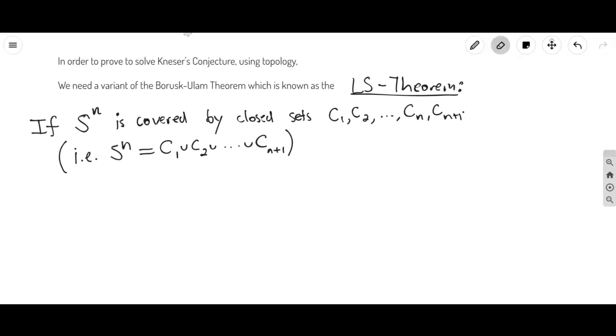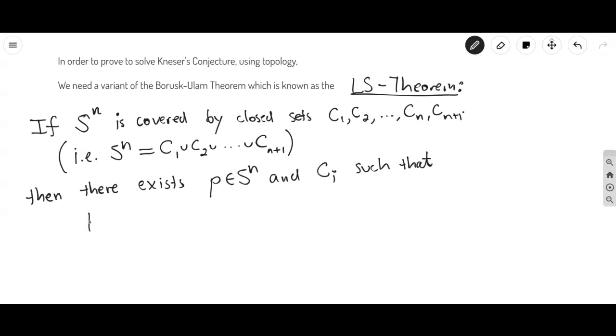Okay, so you expressed the n-dimensional sphere as a union of closed subsets. So then there exists a point P on Sn and a closed set Ci such that P and its antipodal point negative P both belong to Ci. They both belong to Ci.